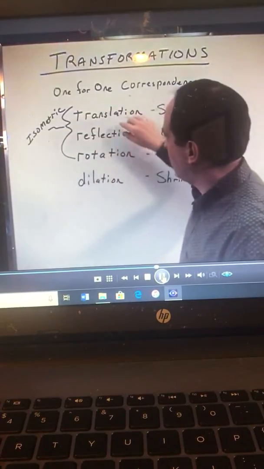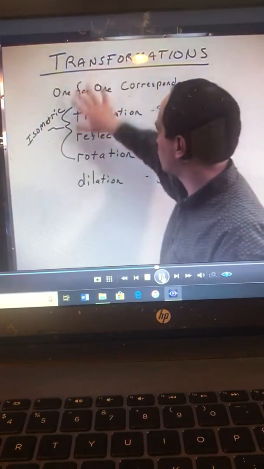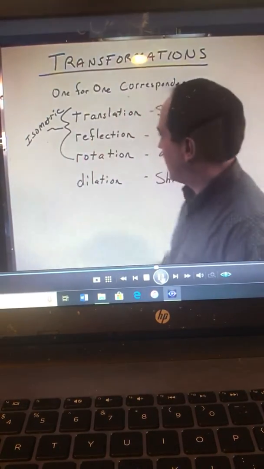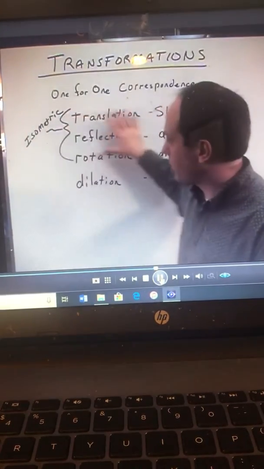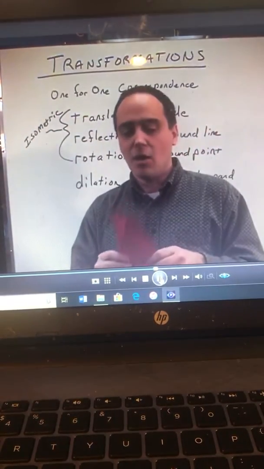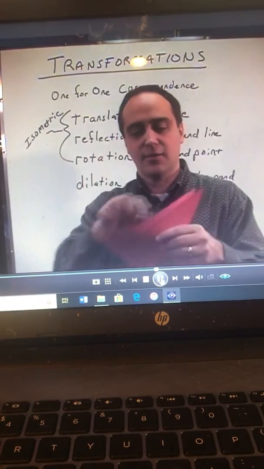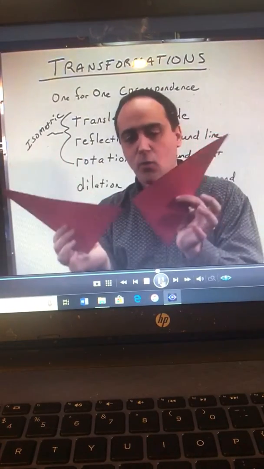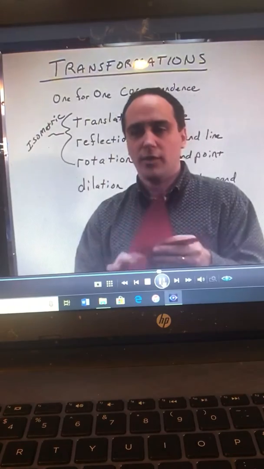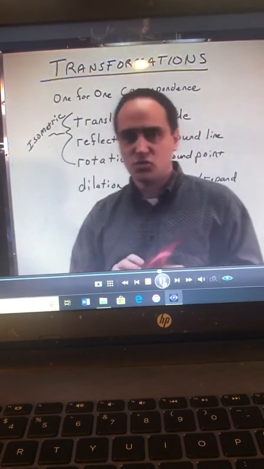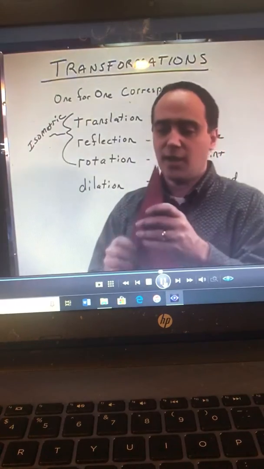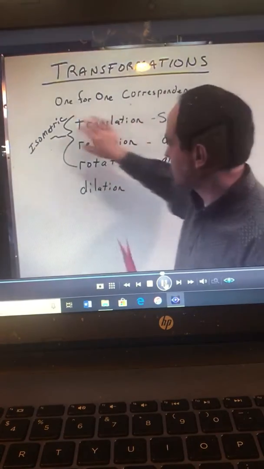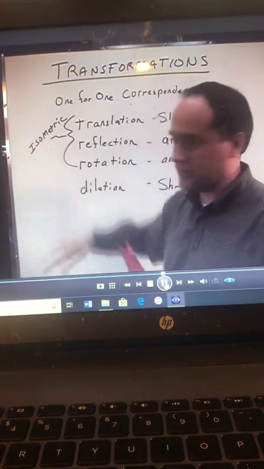So these three, translations, reflections, and rotations, are all transformations. They all move things around in one-for-one correspondence of points. And they're all called isometric, meaning all the lengths and the angles are preserved. When I cut the figures out, no matter where they are, whether rotated, reflected, or just translated, they will fit on top of each other and be the exact same figure. So that's what isometric means: they are equivalent if you cut them out and put them on top of each other.